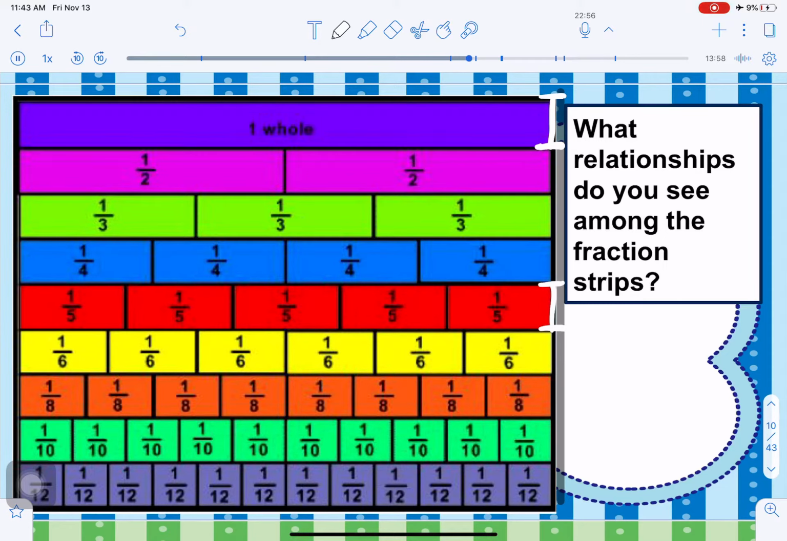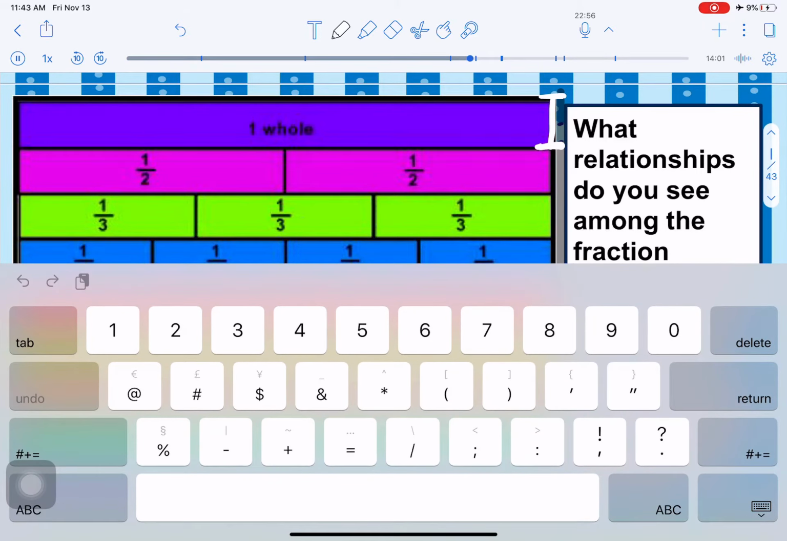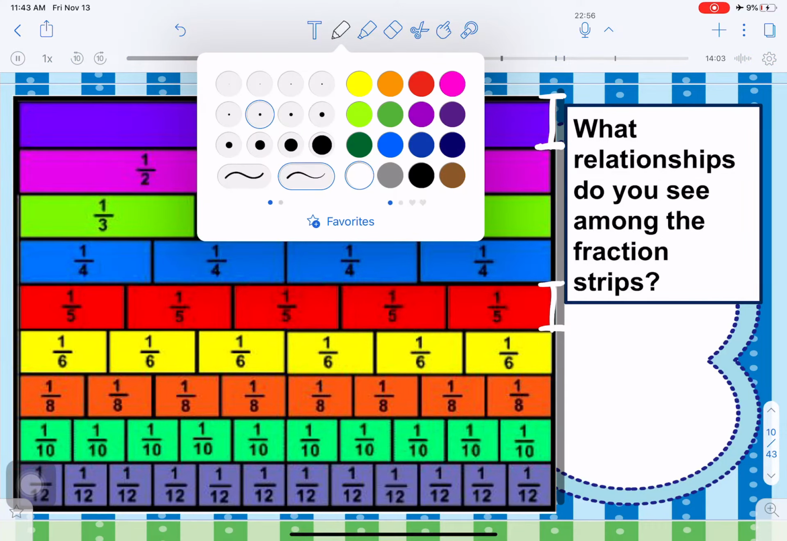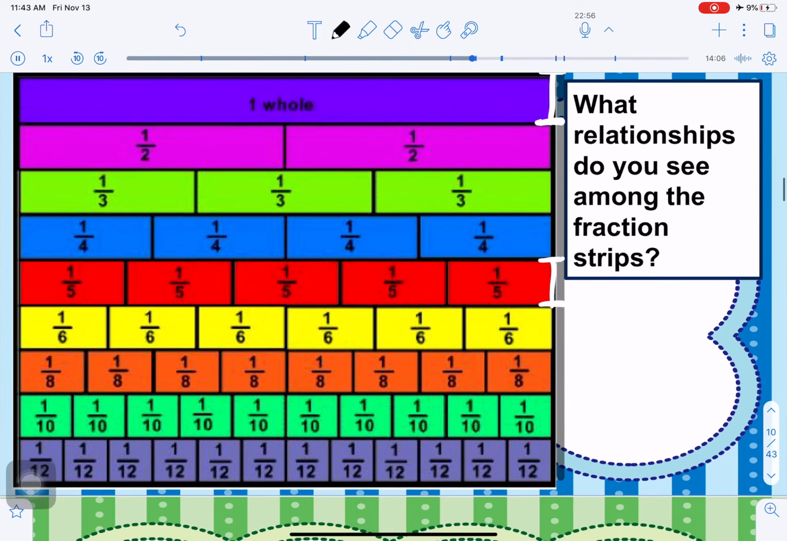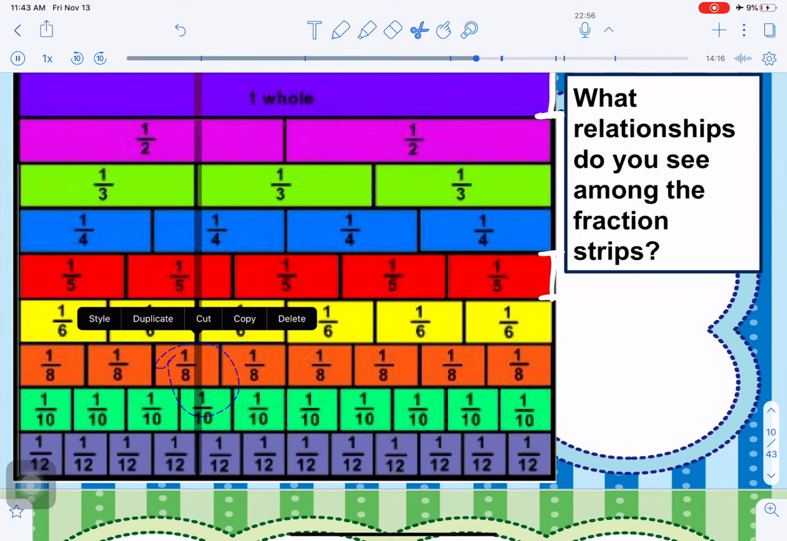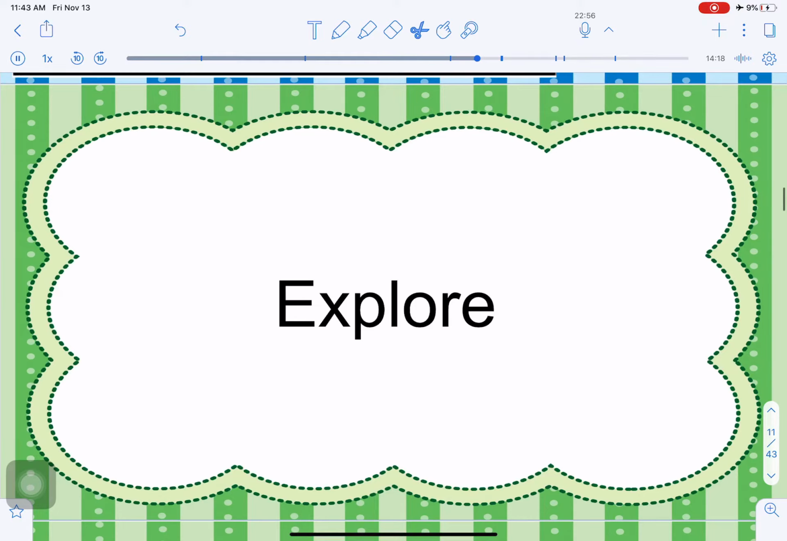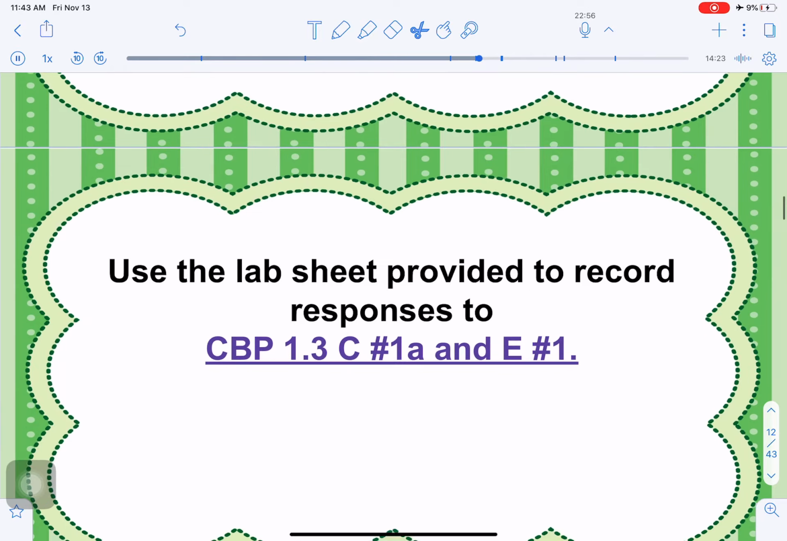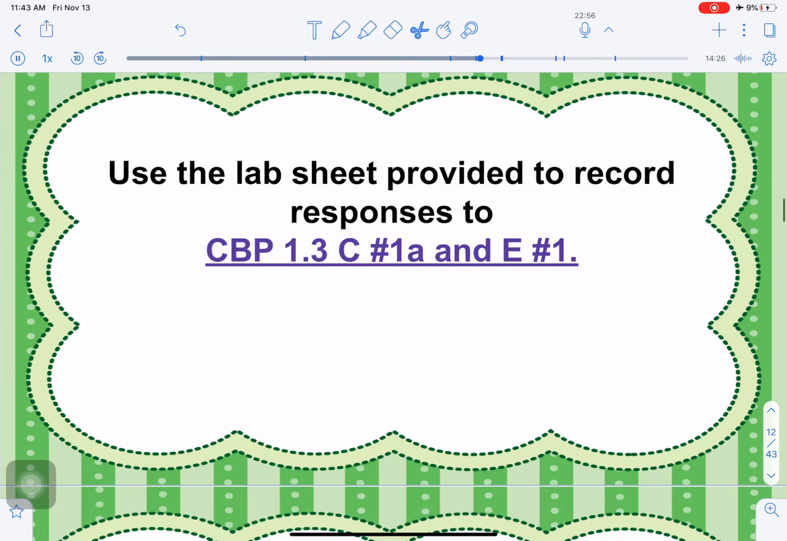So those are just some extra examples in case you weren't too sure about whether your relationships were correct or not, but as long as those end marks lined up, your fraction pieces would be equivalent. So moving into the Explorer, you're going to use the lab sheet provided to record the responses to the following questions. Okay, so those questions are coming up in this video. So if you haven't already gotten the worksheet, please ask to get that. And we're going to get started.